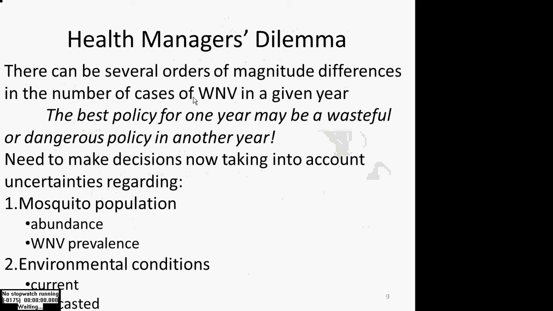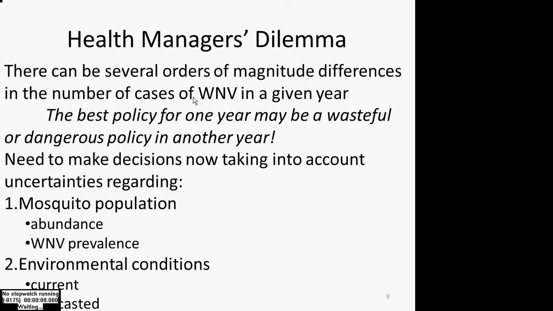2007, thousands of cases. Last year, in terms of reported cases, the same type of reported cases, less than 10. Okay? And the upshot of that is that the best plan for one year may be really wasteful or dangerous for another year. You can't talk about an optimal plan for a given year in a meaningful way without making it contingent. Contingent on what? In other words, conditional on something. Conditional on what? On things like temperature.